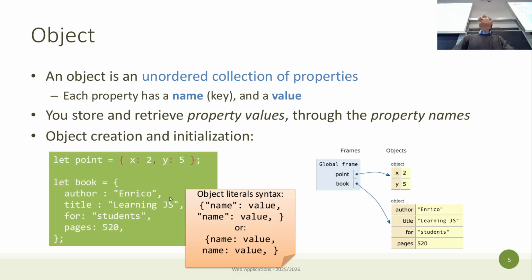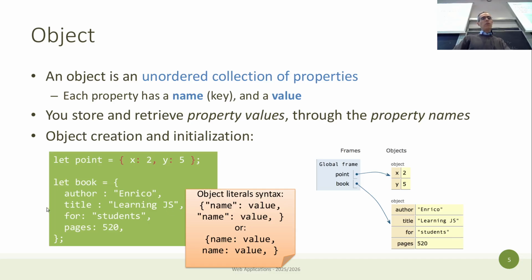Value can be any valid value in JavaScript, so any of the values that we saw last time: numbers, strings, Boolean, null, and undefined, plus any reference to any valid object in JavaScript. That means user-created objects, arrays, or functions.